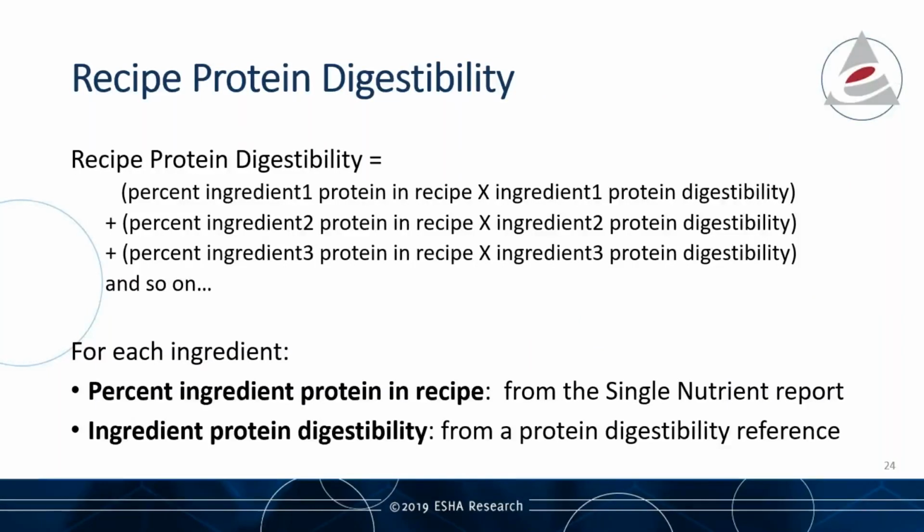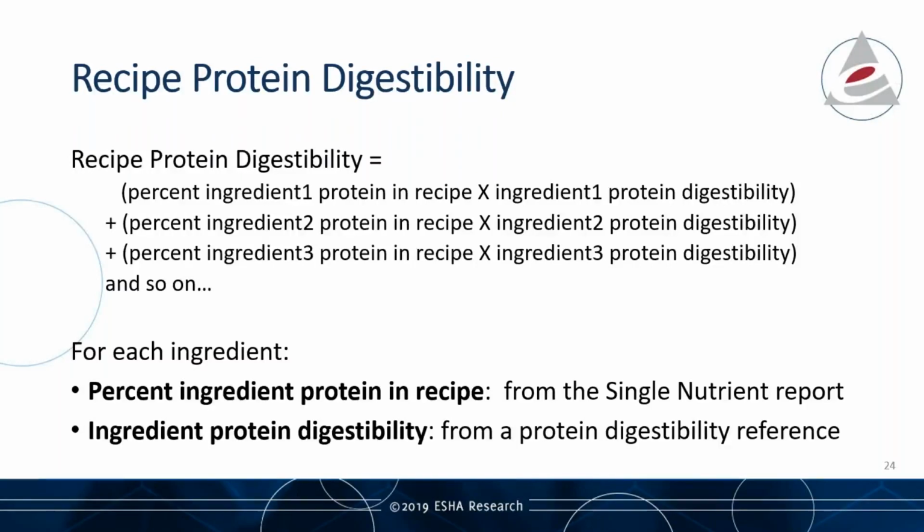Remember that part of the equation of calculating PDCAAS is determining the protein digestibility for your recipe. So I'm showing you the recipe protein digestibility formula again. And using the percent of protein and the protein digestibility of each ingredient, we can determine the recipe protein digestibility. Also remember that this results in a weighted protein digestibility that takes into account the digestibility factors for the ingredients based on their percent contribution to the total protein.